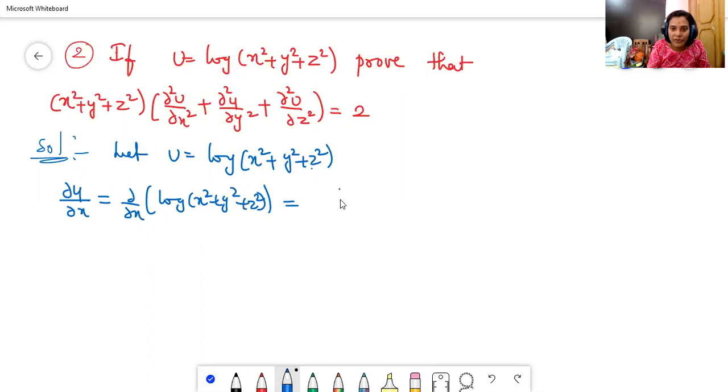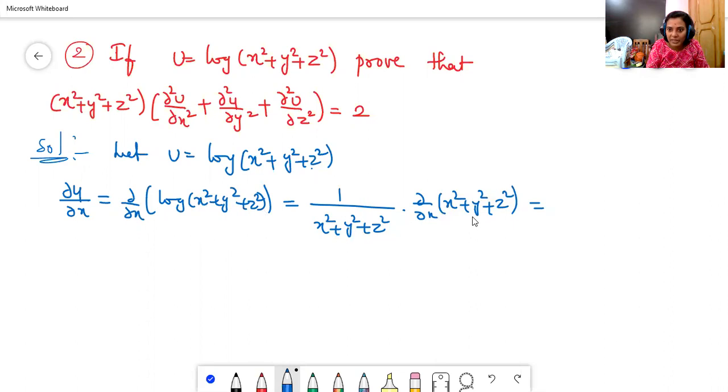It is equal to 1 by x square plus y square plus z square. Log, it is whole x that will come in the denominator. Again, dou by dou x of x square plus y square plus z square is equal to derivative of x square plus y square plus z square. Treating y square and z square as constants, they will become 0. X square differentiation is 2x, so dou u by dou x is 2x by x square plus y square plus z square.